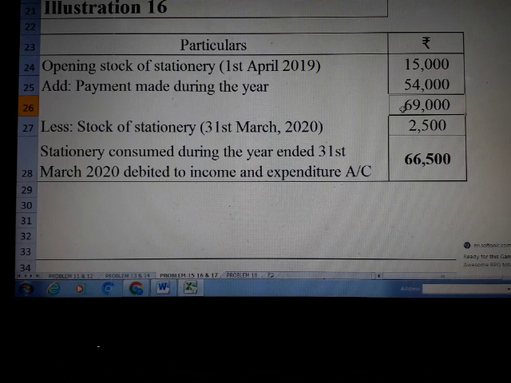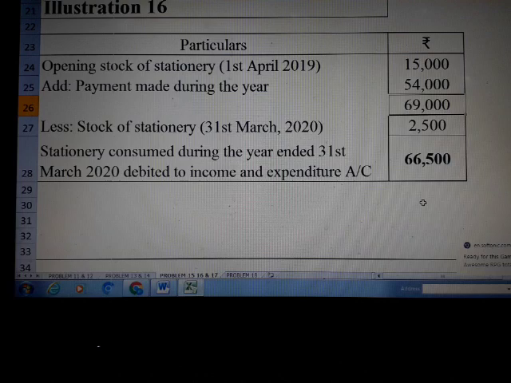From 69,000 you have to reduce the stock of stationery which is not in the beginning, but towards the end, the closing balance. The closing balance of stationery you have to deduct, which is 2,500. When you do these calculations you will get one final balance, that is 66,500. This is the amount which we need to debit in our income and expenditure account.